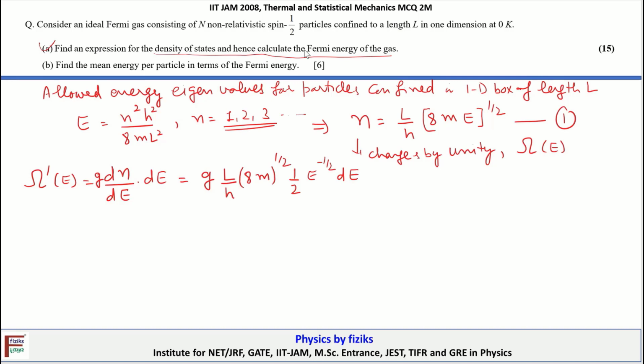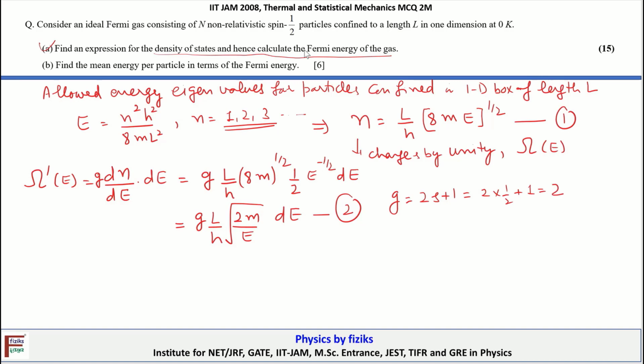This is equal to G L by h root of 2m by E dE. Let's call this equation 2. Here G is equal to 2s plus 1, and for a spin-half particle this comes out to be 2 into 1 by 2 plus 1, that's 2. That's the degeneracy factor.